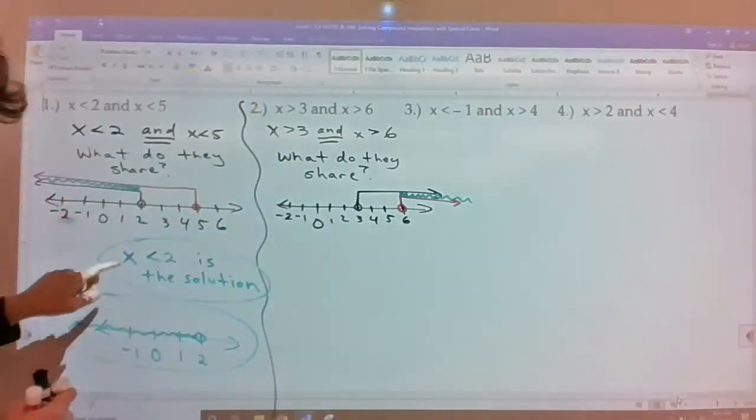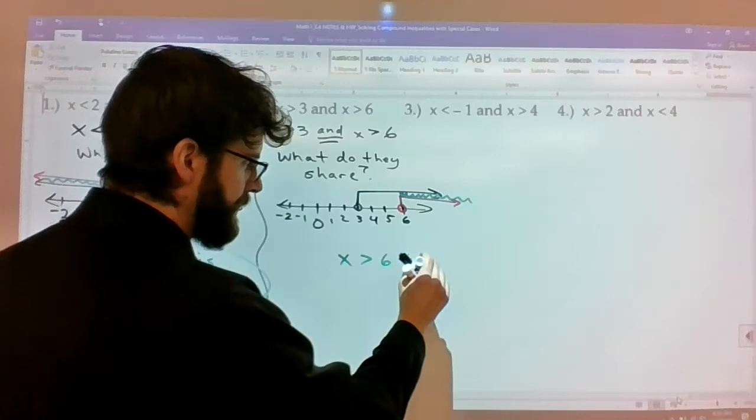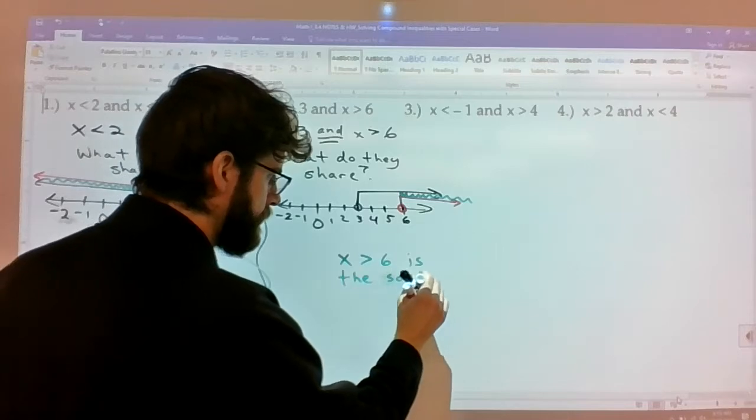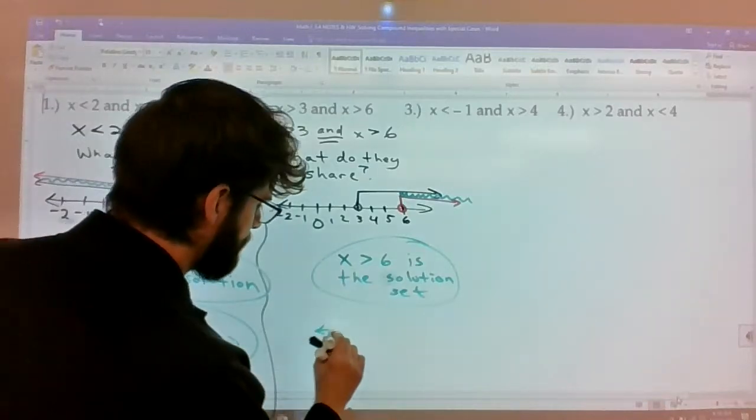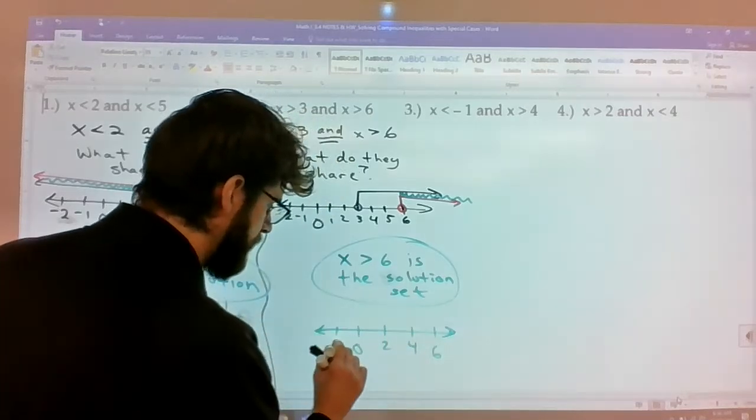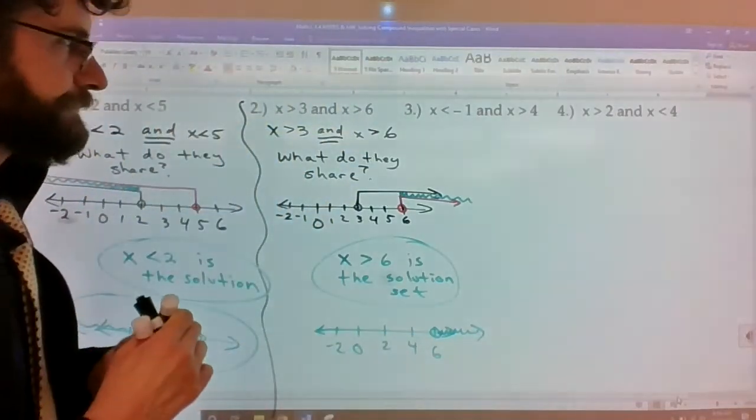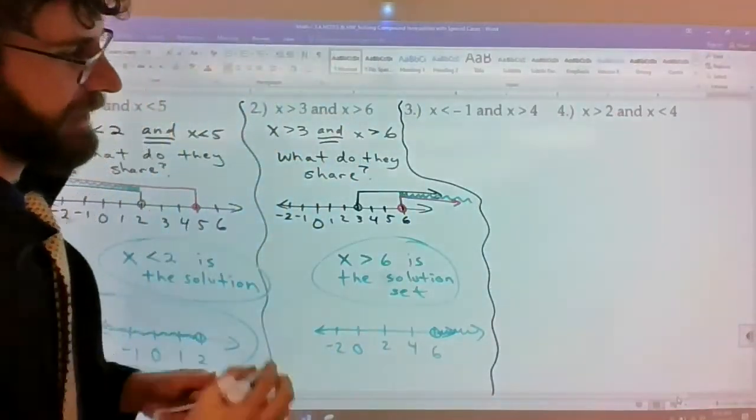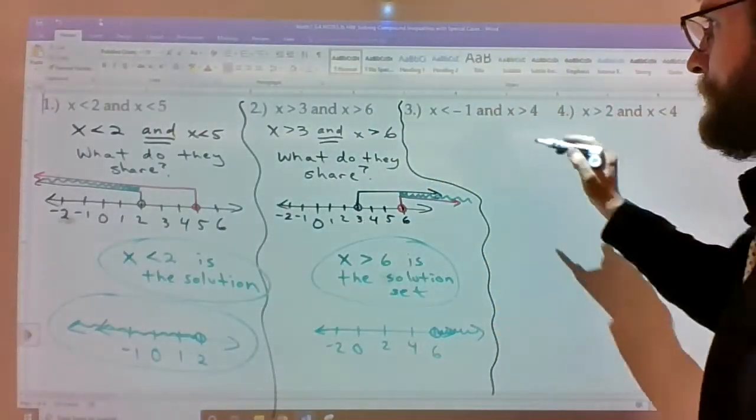So what we say is, just like over here, x is greater than 6 is the solution set. And then the graph for that, I'll just skip count on this one. 2, 4, 6, -2. Open circle at 6, and everything to the right. Sorry, I didn't give you a whole lot of space for that. All right, so I think you guys are getting the gist of this. I'm going to do the same thing here.